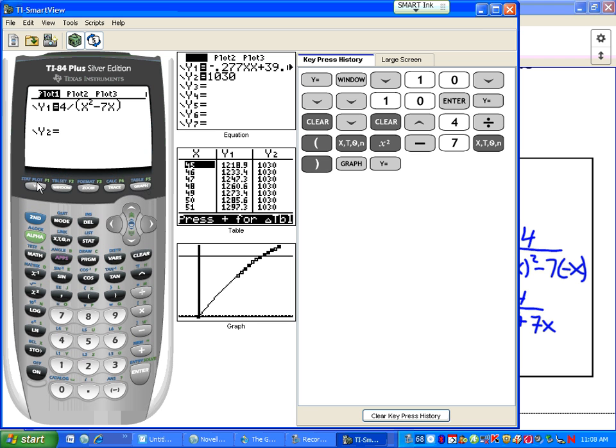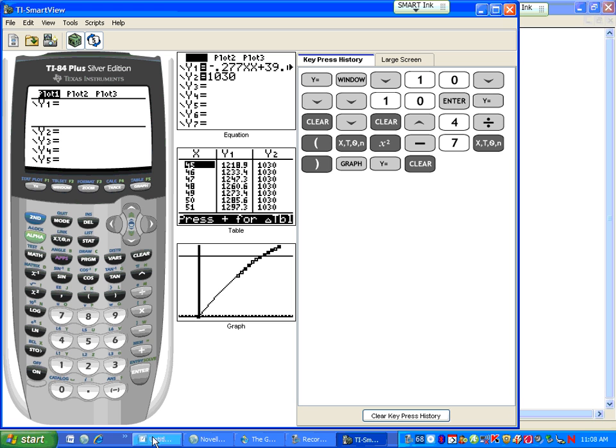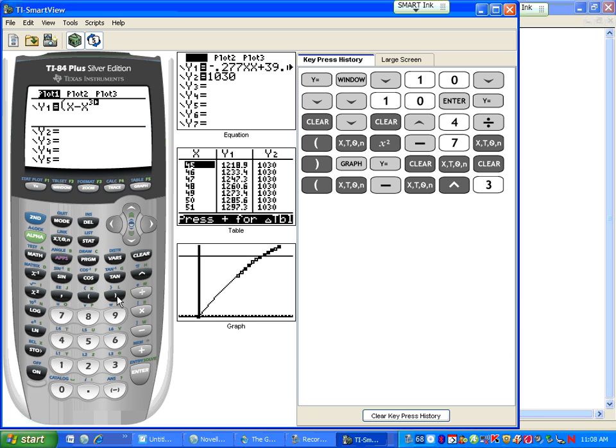Okay, so let's go back. I got this other one in the calculator. What was the one before? X minus x cubed over x to the fourth. No. X, I need parentheses though. X minus x cubed, close, divided by, hold on. Delete. Divided by what? X to the fourth.